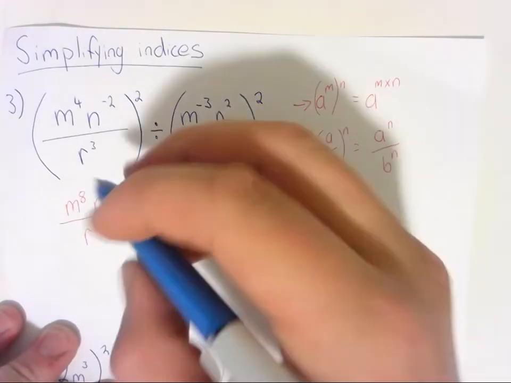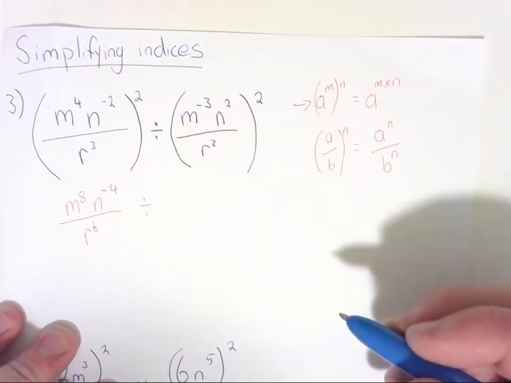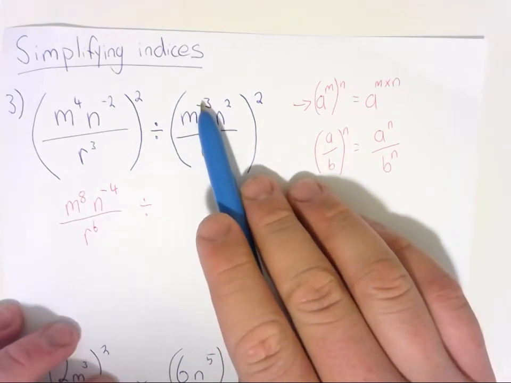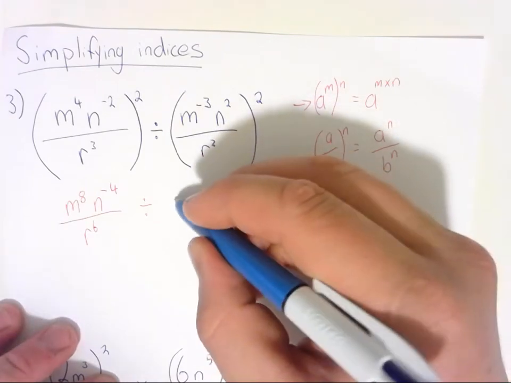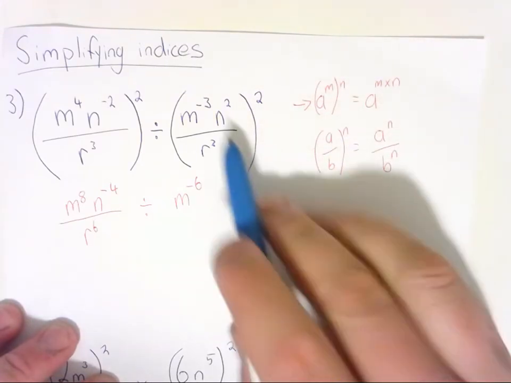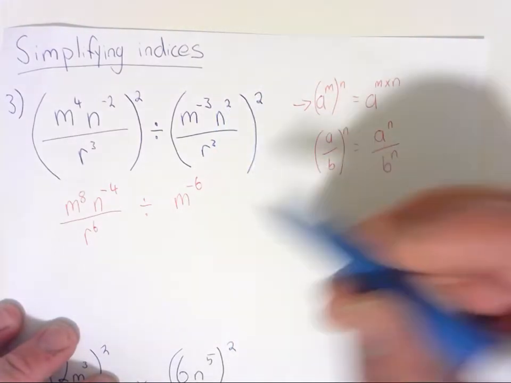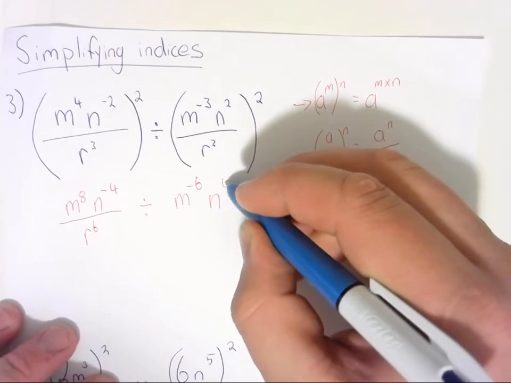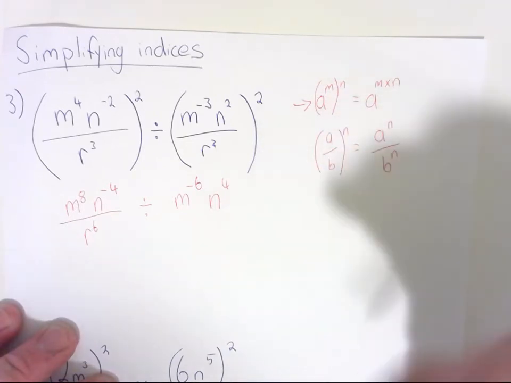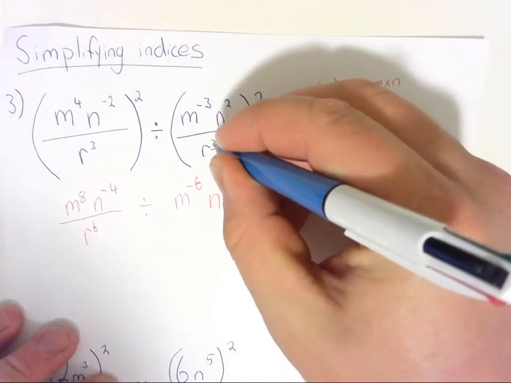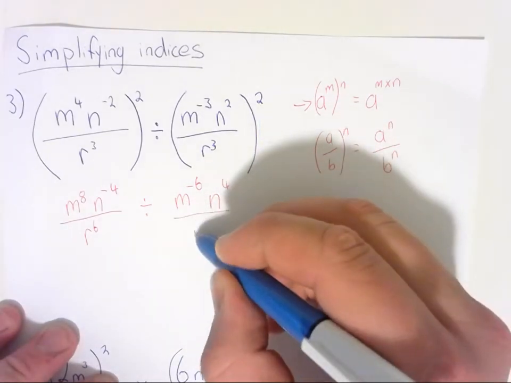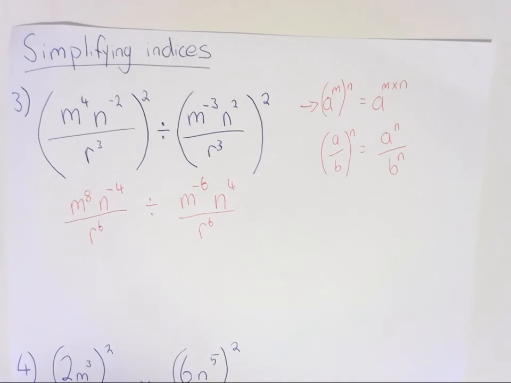Now that I've done that, I'm then going to divide that by, again, doing the same thing here, m to the negative 3 times 2 becomes m to the negative 6, n to the power of 2, 2 times 2 becomes n to the 4, r to the power of 3, this is a 3, if it doesn't come out that clearly, r to the power of 3, 3 times 2 becomes r to the 6.